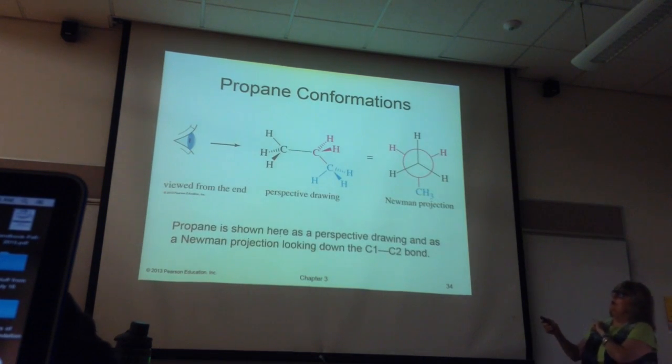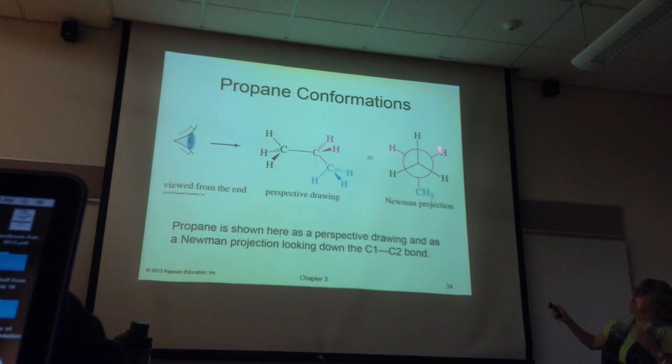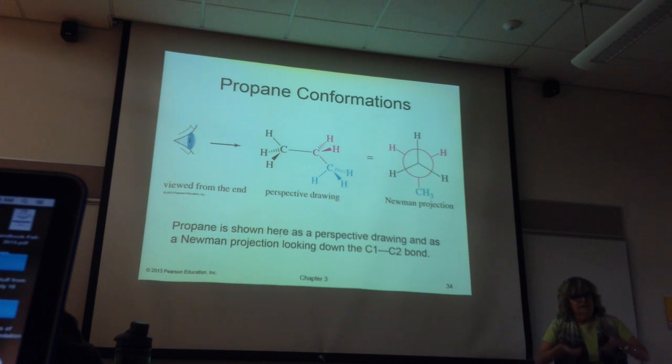When I get to propane, take a look at propane, and again the same thing. Your perspective drawing, now you know how to draw. We're going to Newman, exactly like I said. This one will be representing your staggered, right? Everybody can see that this is staggered. Staggered is when you see all of the atoms that are attached to the front and the back carbon.